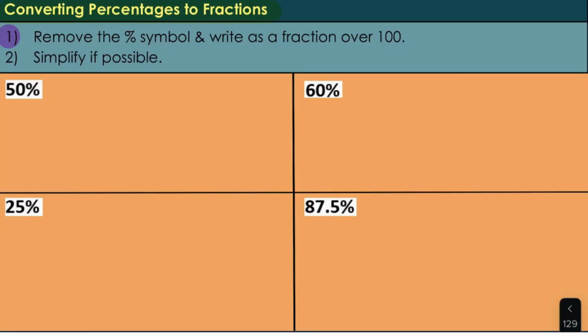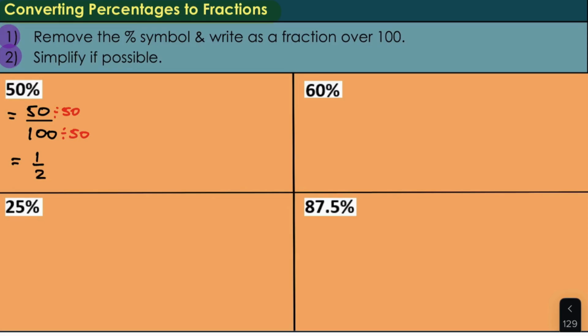Now we learn how to convert percentages to fractions. We'll follow these two steps. First, percentage, 50%. Step 1, remove the percentage symbol and write as a fraction over 100. Step 2, simplify if possible. Both of those values can be divided by 50, and our simplified fraction is 1 over 2, a half.